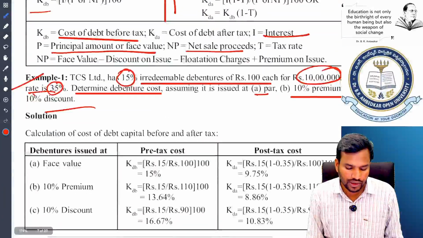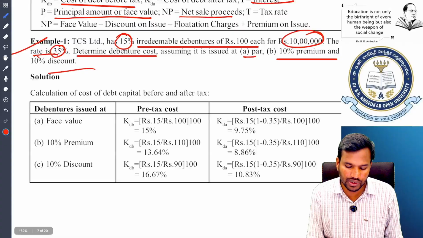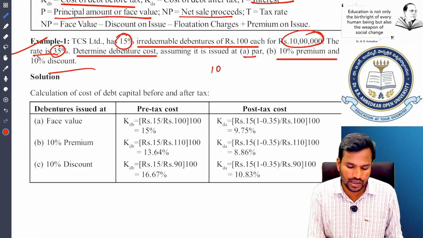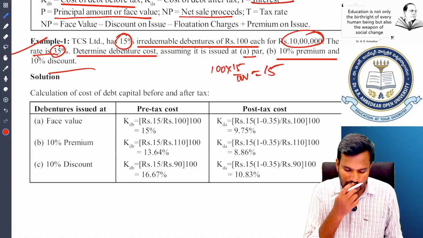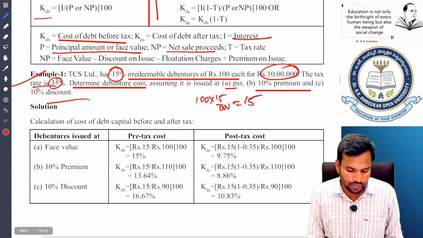Face value 100, interest rate 15%. 100 into 15% divided by 100 is equal to 15. Interest is 15, and NP is 100. Okay, 15 divided by 100 into 100, then 15% will become.